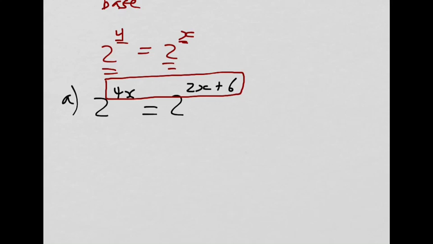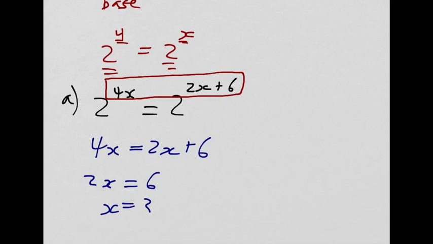So the equation I really have to solve is 4x equals 2x plus 6. I need to figure out what value of x makes those expressions equal to each other. Make sense? That's really easy algebra. Bring the 2x over. It gives me 2x equals 6, and x equals 3, dividing both sides by 2. That's pretty simple algebra.